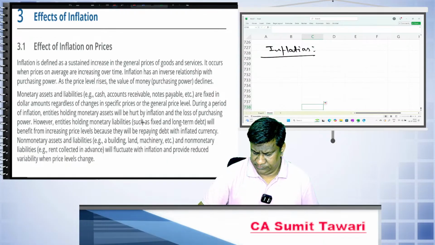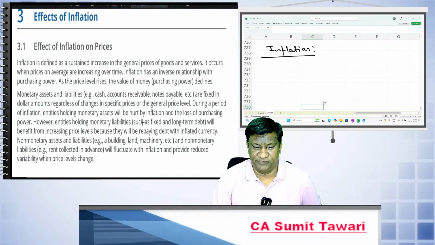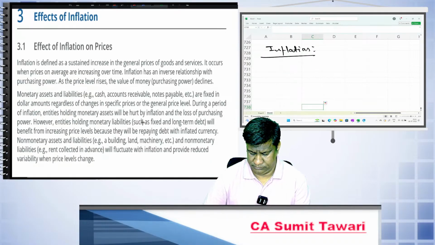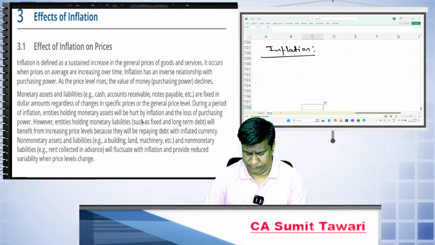So can you give examples of inflation on prices and in our day-to-day routine life, on net worth? Any examples?